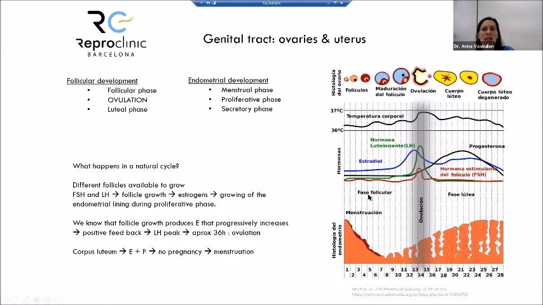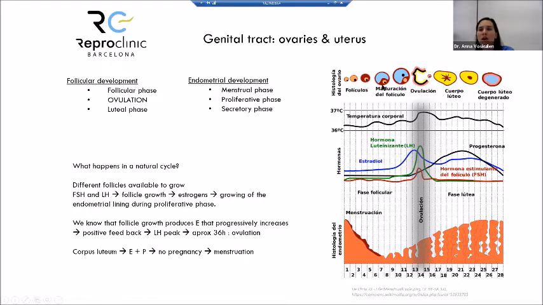Actually, what happens is that FSH will increase a little bit, and this is going to stimulate the follicles, and then it will decrease a little bit again. This makes it so that just the follicle that is more important will be the one that grows, and we will have just hormones to grow this follicle, which is the dominant follicle. And the dominant follicle is going to create estrogens.